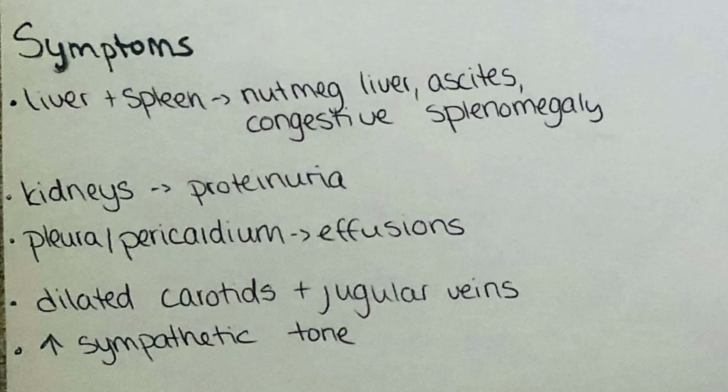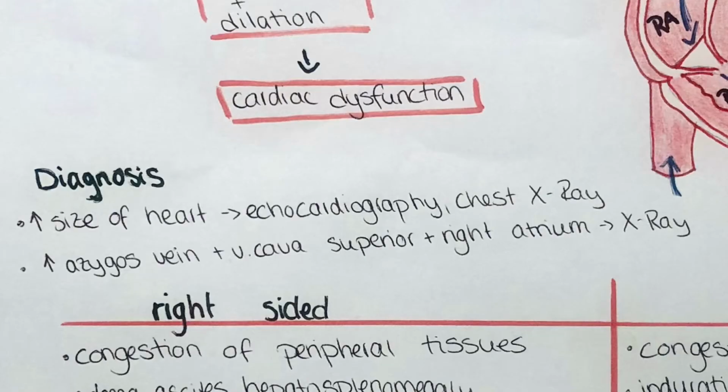When we diagnose the patient, we look at the size of the heart to check for any potential dilation or hypertrophy of the right ventricle. We can use echocardiography or a standard chest X-ray. We also look for increased size in the vena cava superior and in the azygos vein, and we check for potential dilation of the right atrium.